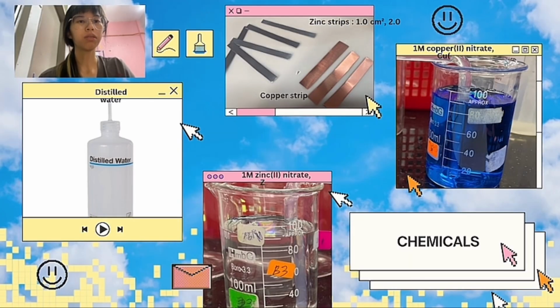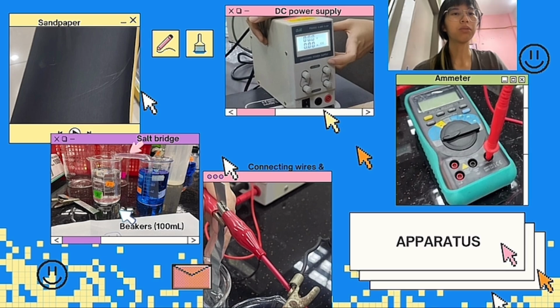The chemicals used were 1 mole of copper(II) nitrate, 1 mole of zinc(II) nitrate, zinc strips with 5 surface areas of 1 to 5 cm², a copper strip of the same size for all tests, and distilled water. The apparatus used were a DC power supply, ammeter, connecting wires and clips, beakers of 100 ml each, salt bridge, sandpaper, stopwatch, and ruler.